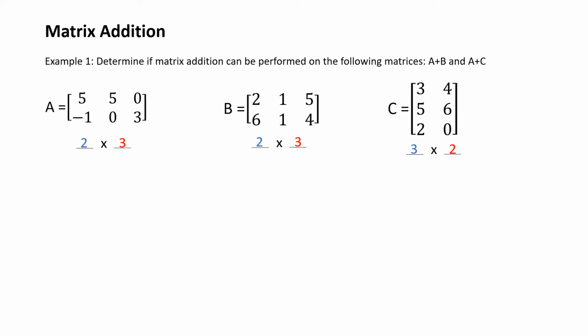Now, A plus B is defined because both matrices are the same size. However, A plus C is not defined because A and C are not the same size. Therefore, the matrix addition can only be performed on A plus B.